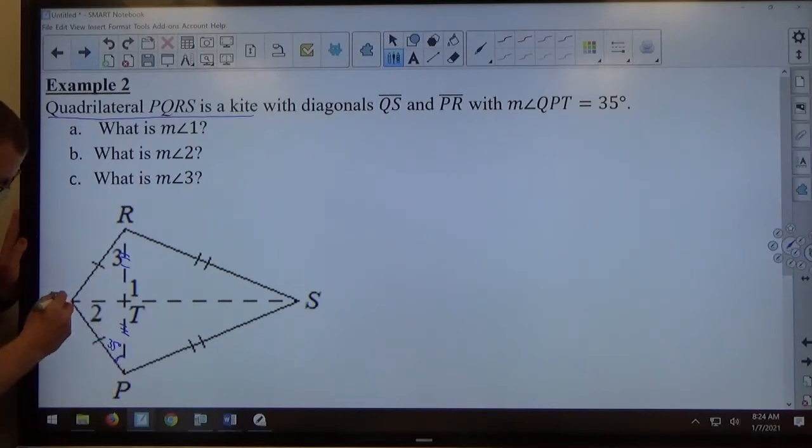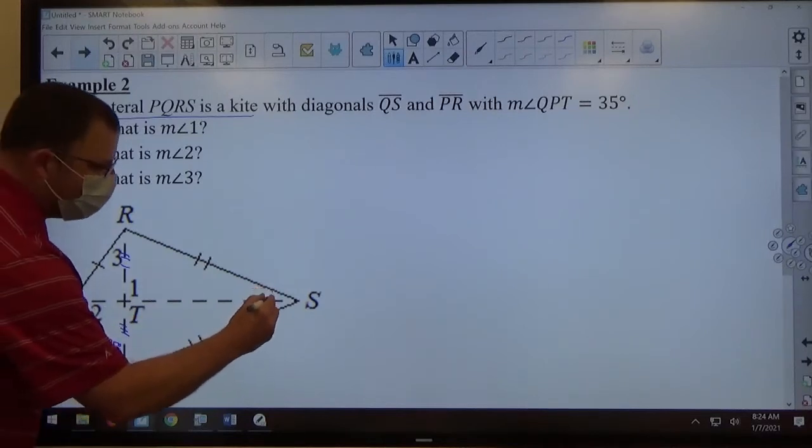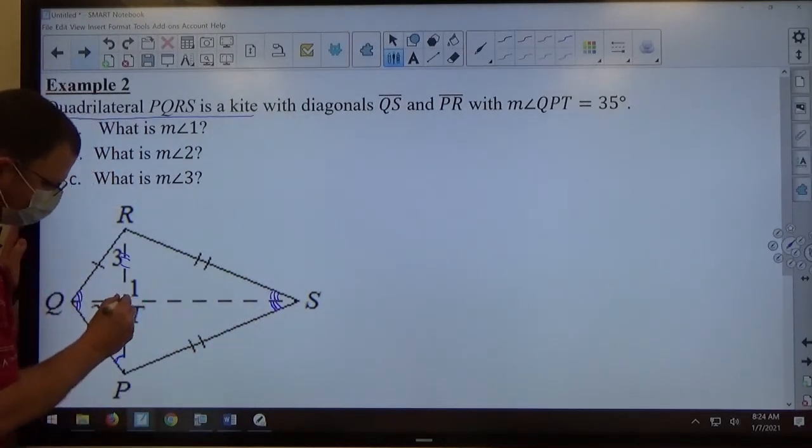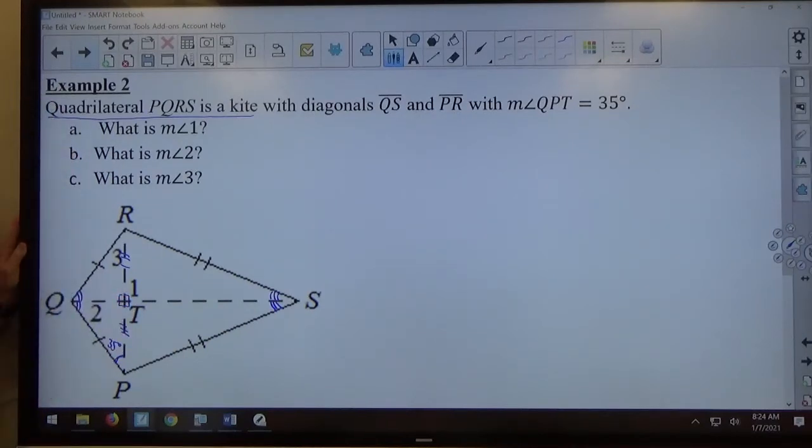We know this angle here is congruent to this angle here. This angle here is congruent to this angle here. And these angles in the middle are all right angles. So basically, if I just mark up the figure with everything I know about a kite, with the diagonals, basically from example 1, in this picture, then I go ahead and throw in any information they give me, in this case the 35 degree angle down there at P. Their questions are find the measure of angle 1, angle 2, and angle 3.